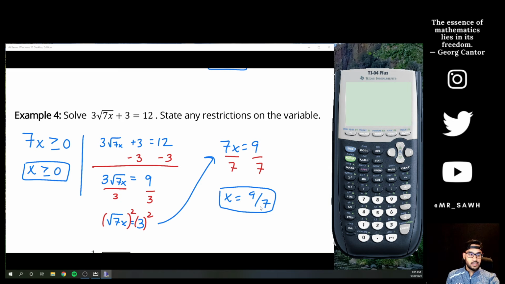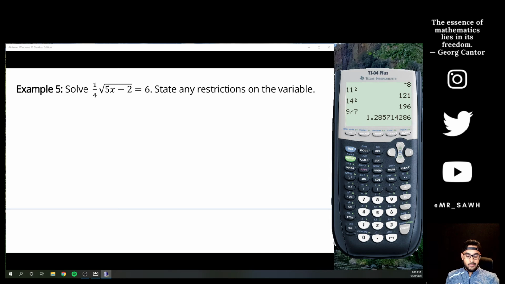I'm going to leave it as the exact value for the fraction. I don't want to turn it into a decimal just in case it doesn't end. Because if you do 9 divided by 7, you can see that it goes on for a while. Okay, so I'm going to leave it as a fraction. But there's our solution. Okay, number 5, same question.